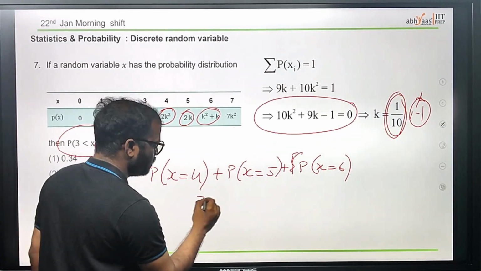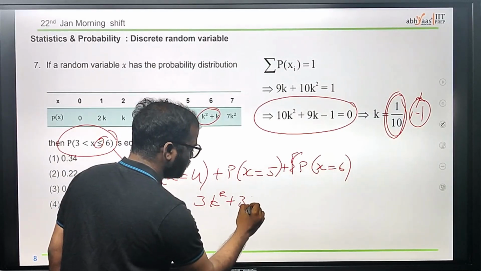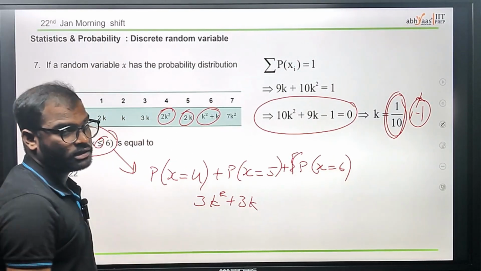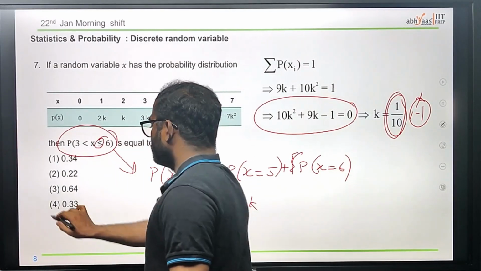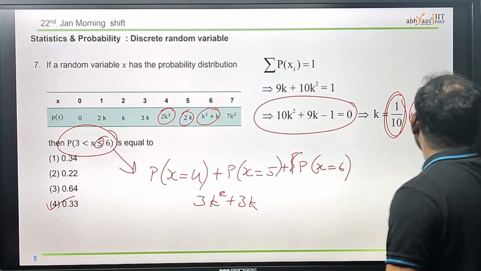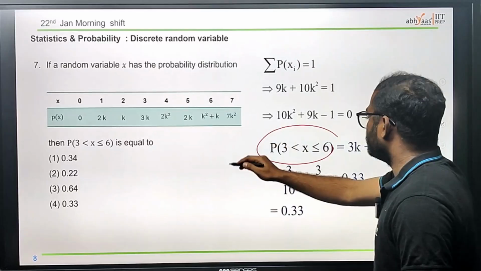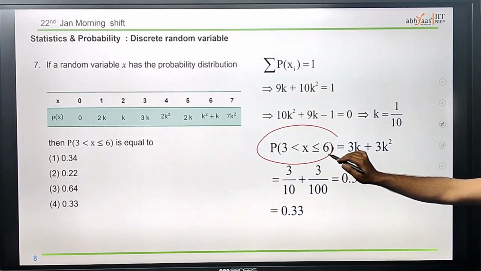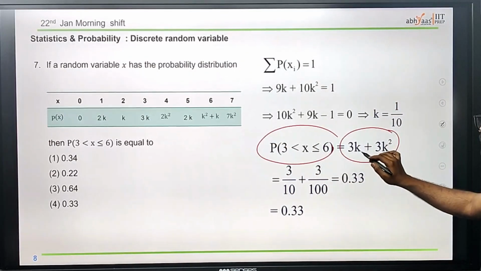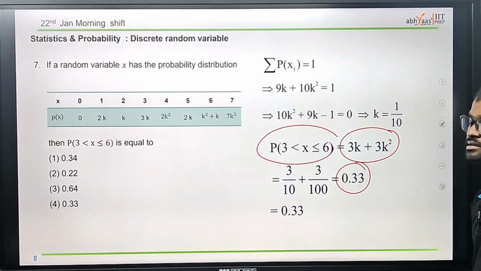Which is nothing but 3k square plus 3k. We just substitute those values in here, and we will get the answer as 0.33. I will just show here. We just added p of x equal to 4, x equal to 5, x equal to 6. I just substitute those values in this, then we will get 0.33 as the answer.